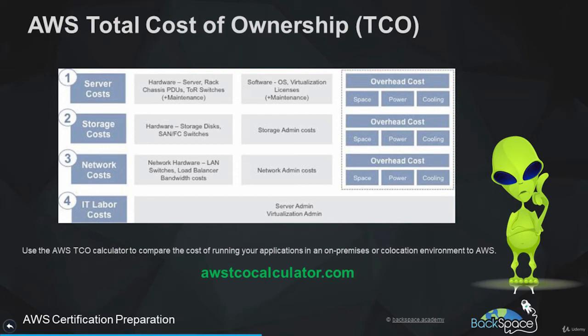They require space, they require electricity, they require air conditioning. So that all needs to be taken into account. And AWS provides a great tool, the AWS TCO calculator, and you just go to awstcocalculator.com to have a look at that.